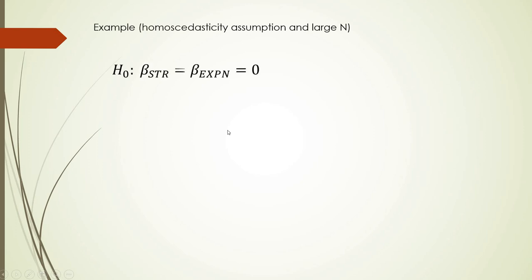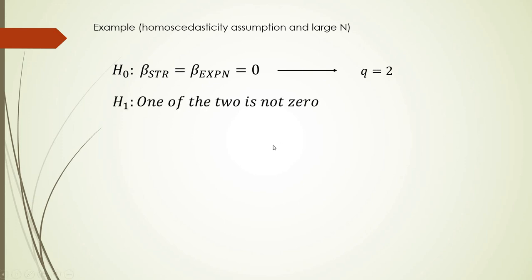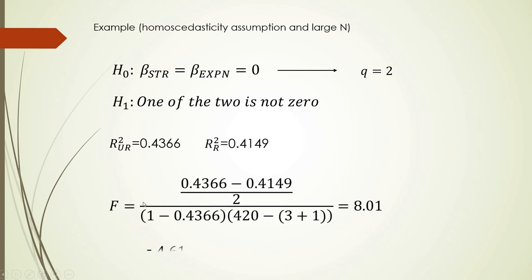Let's go to our example. Let's assume that we have homoscedastic data and we want to repeat the previous procedure, but this time it will be with homoscedastic case. So we are again testing the same hypothesis, whether these two coefficients are equal to 0. These are the R squared for unrestricted and restricted models, and our F statistic is 8.01, while critical value is 4.61, and again H0 is rejected.